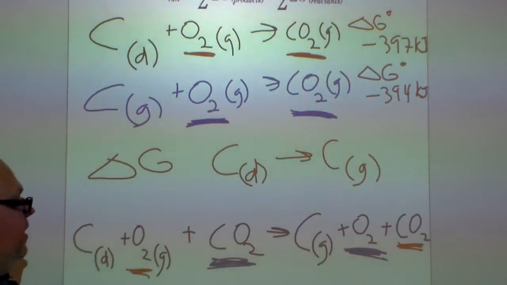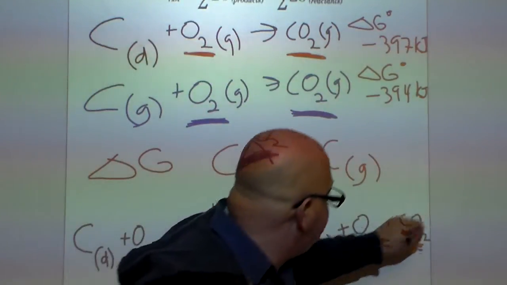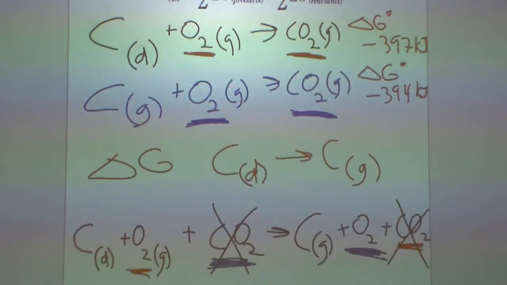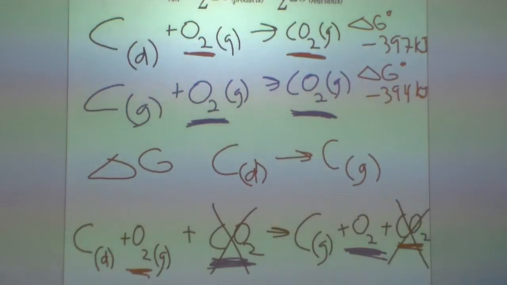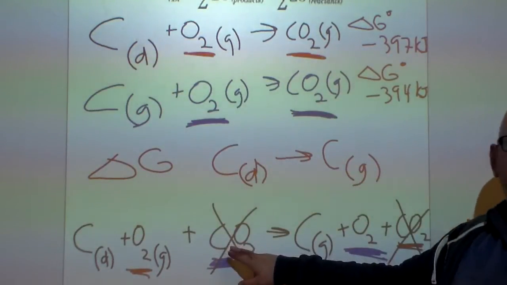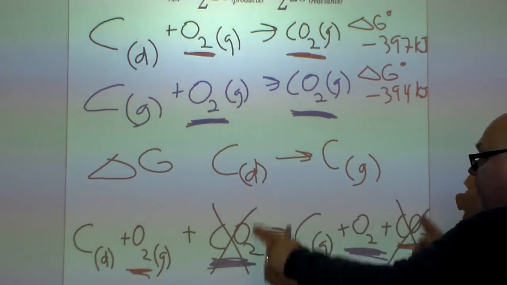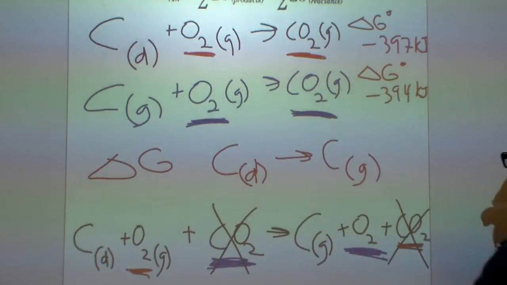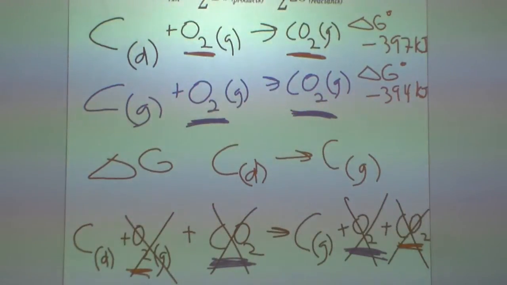Now, let's look at the thing here. We have carbon dioxide on both sides of the arrow. We can cross those out. They cancel each other out. Now what happens if there was more than 1 carbon dioxide? Let's say this was 2 and this was 1. This cancels out, and this goes from 2 to 1. But in our case here, these cancel out. And guess what? The O2s cancel out as well.